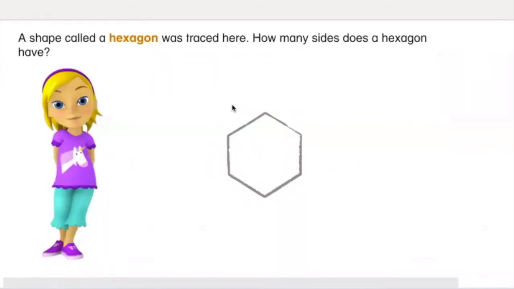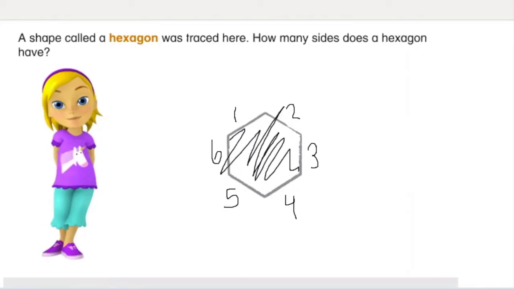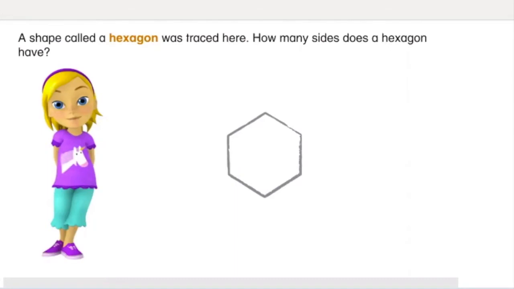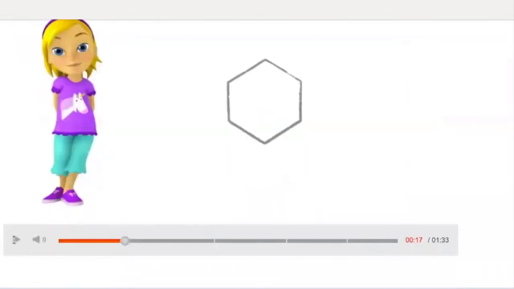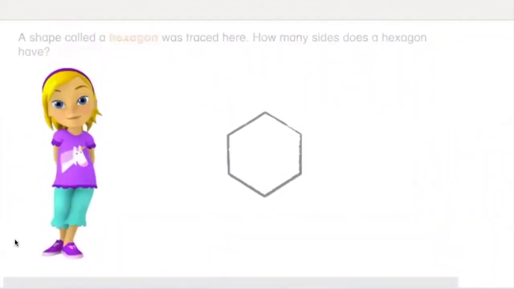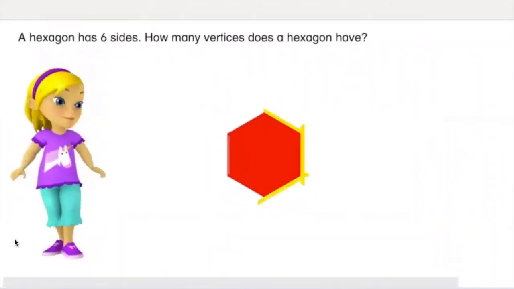A hexagon has 6 sides. 1, 2, 3, 4, 5, 6. 6 sides. A hexagon is closed. That means if we color it in, the color can't leak out. The sides all touch. A hexagon has 6 sides.